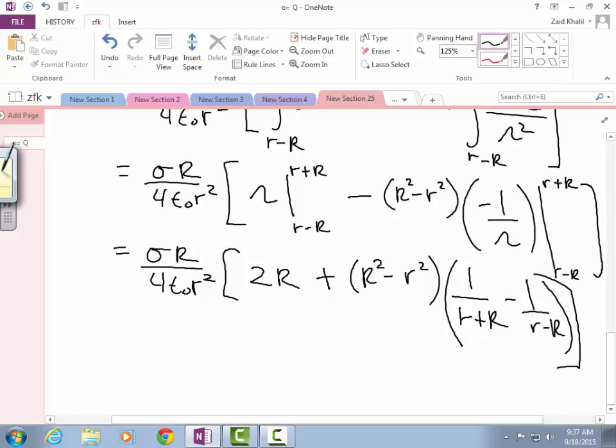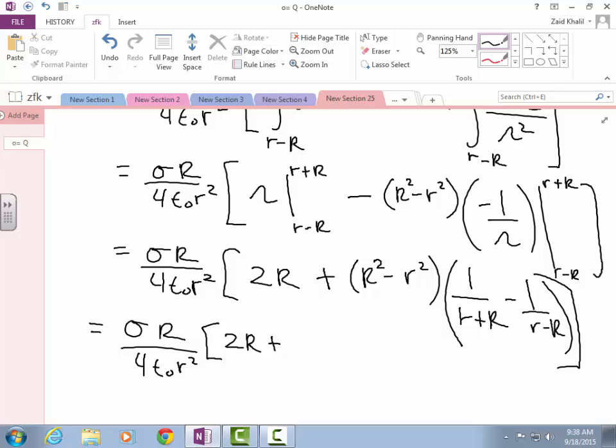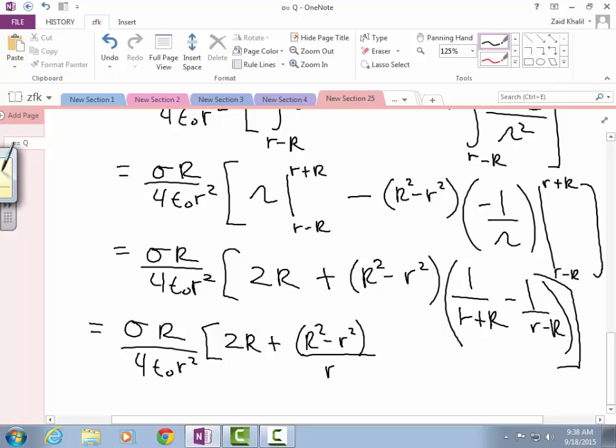Okay, so now what do you see? You see sigma R over 4 epsilon 0 little r squared times 2r plus, well, what are you going to get here? Let's have a common denominator. What's that common denominator? So it's going to be R squared minus little r squared times, and then we have little r squared minus big R squared, right? And what are you going to have in the numerator? Be careful. Negative 2. All right.